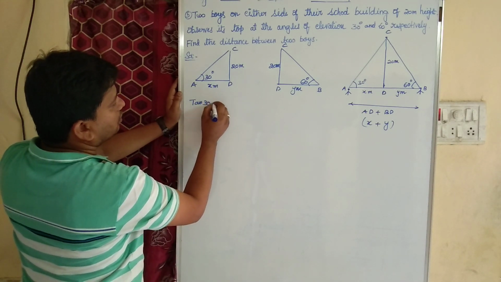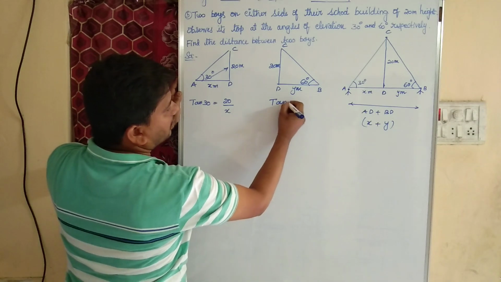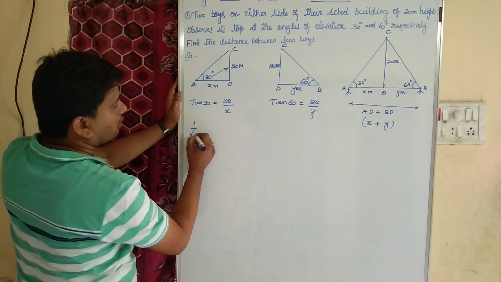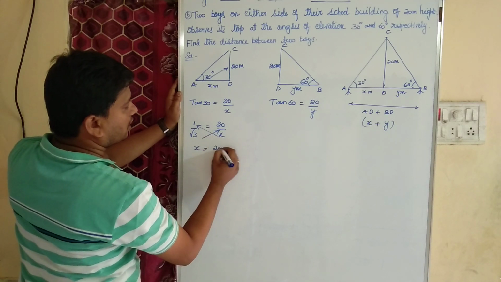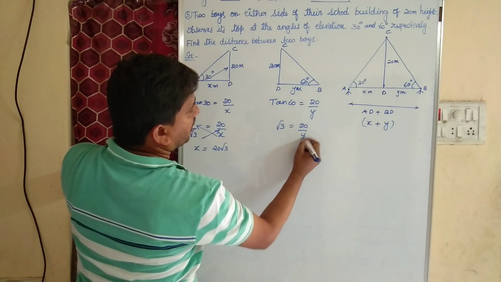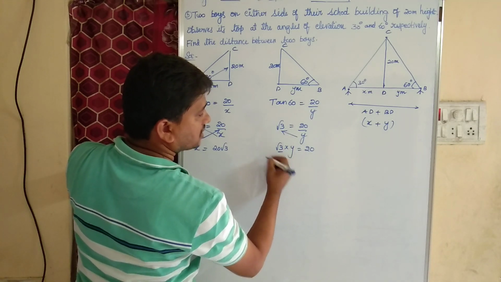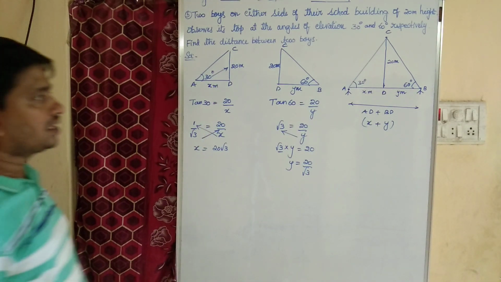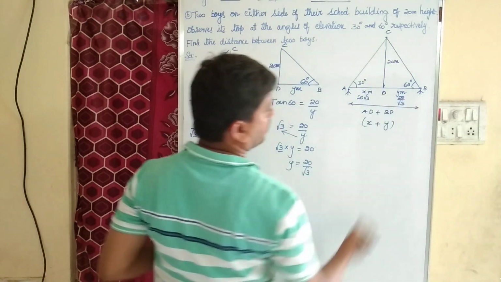I mean tan 30 equals opposite 20, adjacent x. Here tan 60 equals opposite 20, adjacent y. Tan 30 is 1 by root 3 equals 20 by x, 1 into x equals 20 into root 3, 20 root 3. So here tan 60 is root 3 equals 20 by y, cross multiplication, root 3 into y, root 3y equals 20. As root 3 is multiplying, transpose: y equals 20 by root 3. What is x, children? x is 20 root 3 meters. What is y, children? y is 20 by root 3 meters.